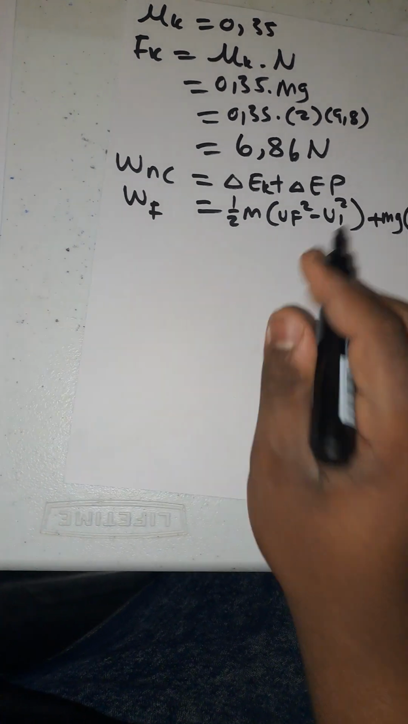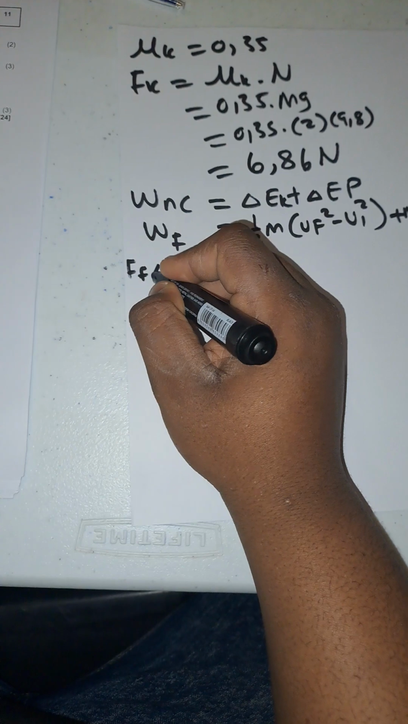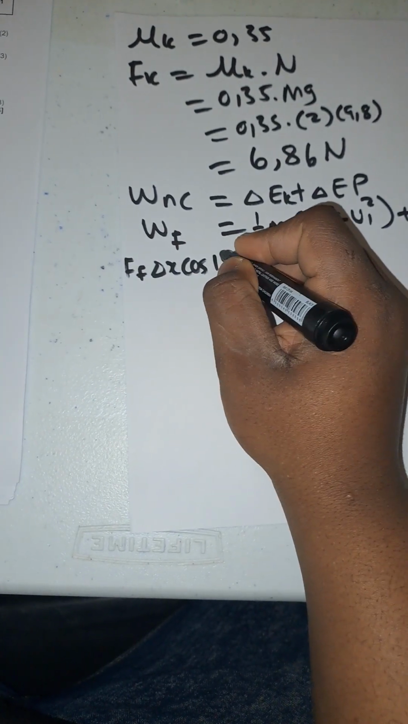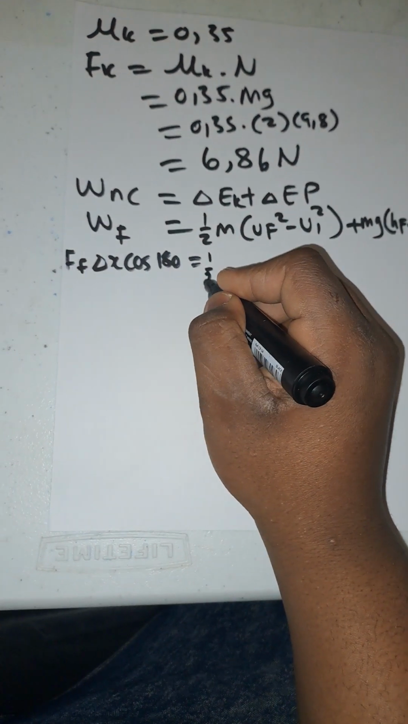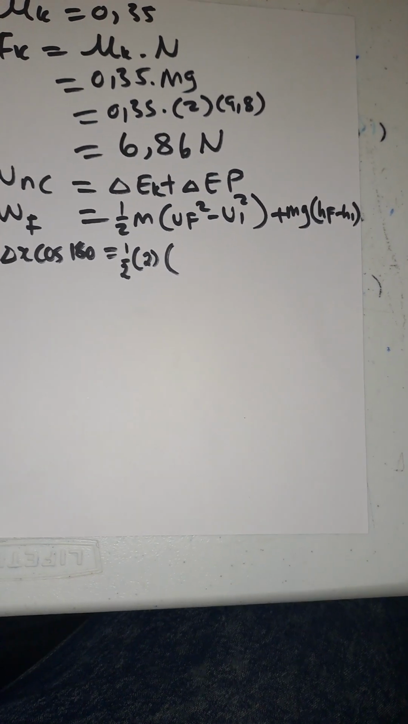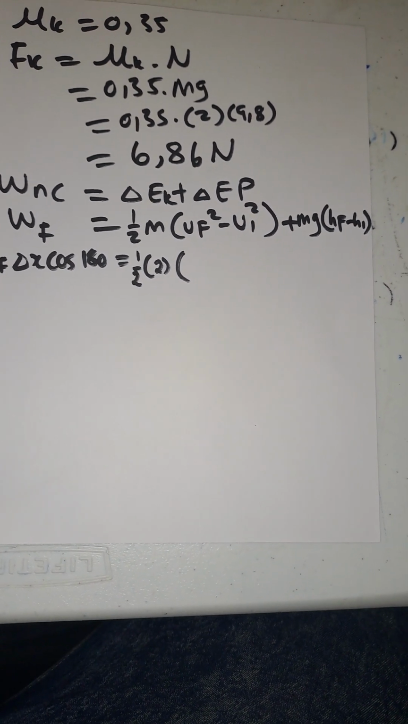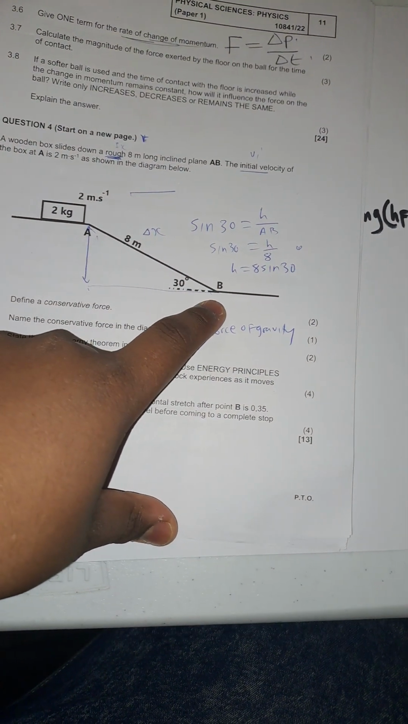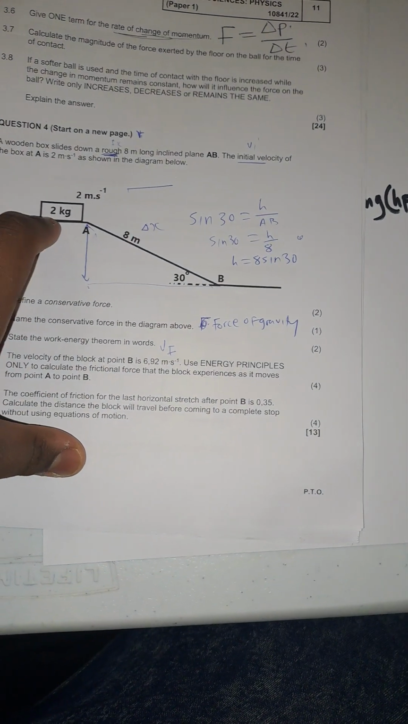Now I want you to check something. Let's substitute. The work done by friction is going to be frictional force times delta x times cos 180. It is equal to half, and my mass is 2. Now the tricky part is here. What is my final velocity now? The ball is already at B, and now it is moving from B. So this is now our initial velocity, because this was the final velocity when the ball started at A.